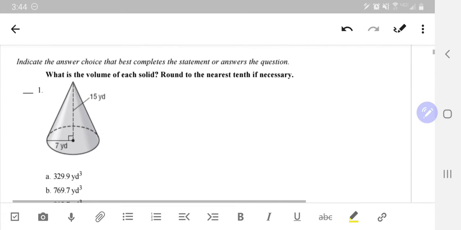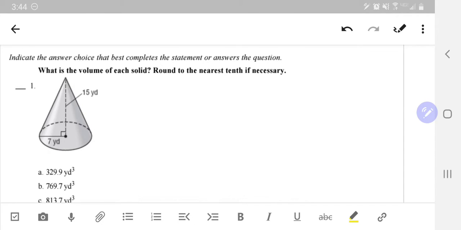Most of them are just straightforward plugging in to formulas. You just have to make sure you find the right formula and you're careful about what it's asking about. If it's volume or surface area, maybe it'll just ask you for the lateral surface area. You have to be careful about that. So let's go. Let's get after it.